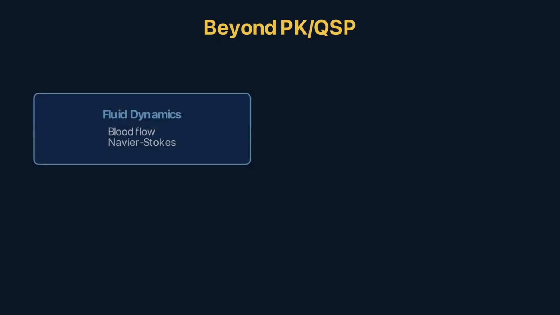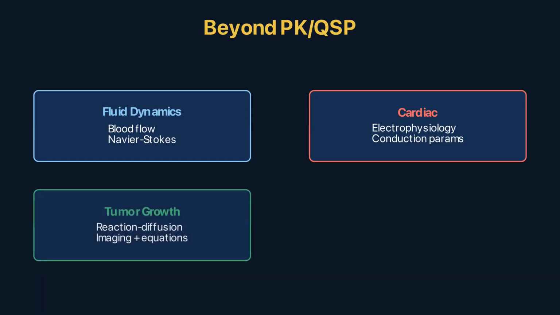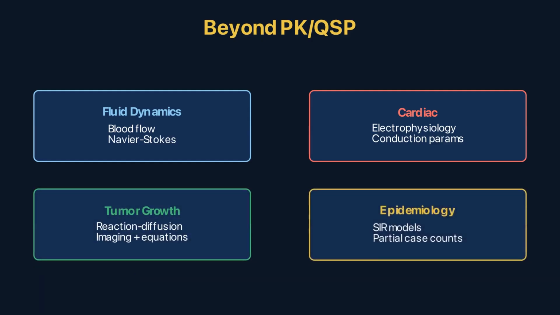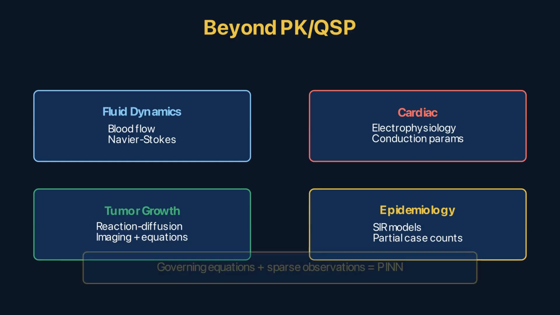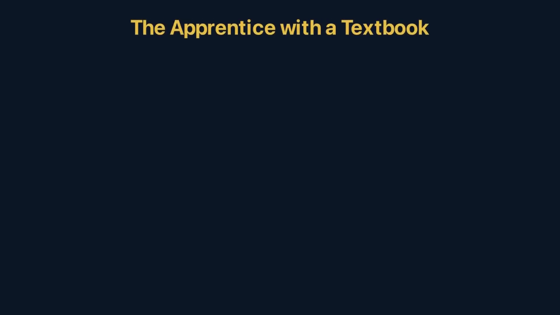PINNs extend beyond pharmacokinetics and QSP. Computational fluid dynamics: simulate blood flow in patient-specific arterial geometries constrained by Navier-Stokes equations. Cardiac electrophysiology: infer conduction parameters from sparse electrode measurements. Tumor growth modeling: combine imaging data with reaction diffusion equations. Epidemiology: SIR models with partially observed case counts. The common thread: you have governing equations from domain science and sparse, noisy observations. PINNs combine both. The apprentice uses the data and the textbook.